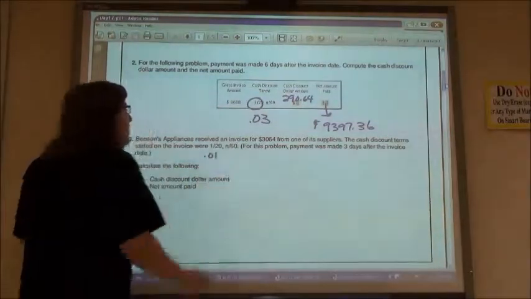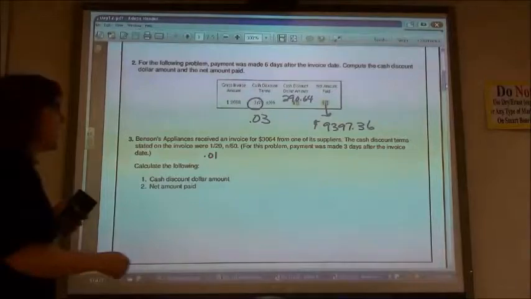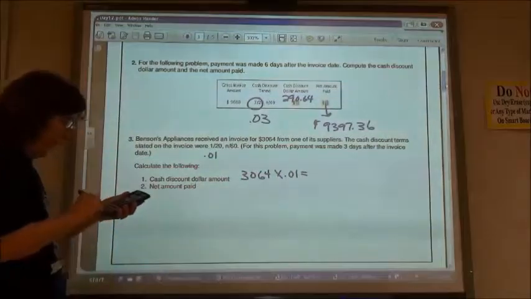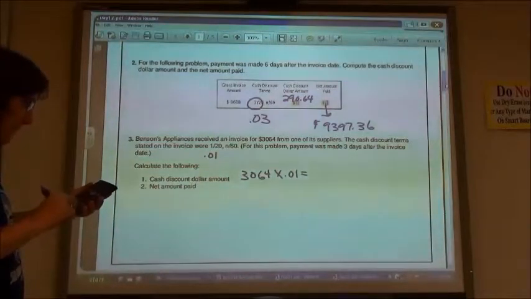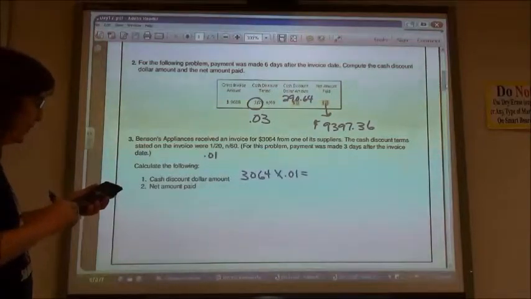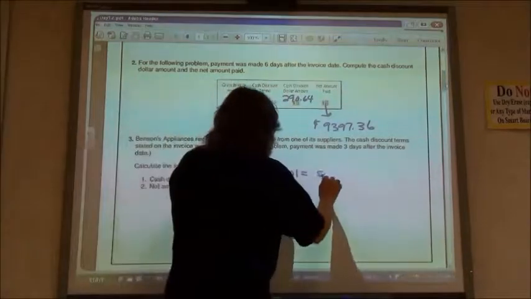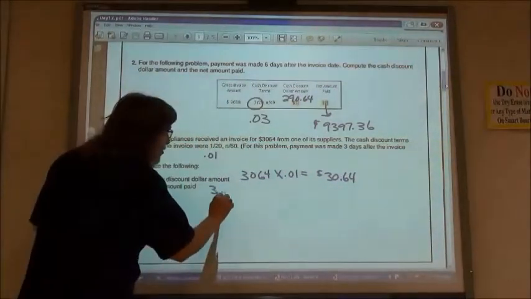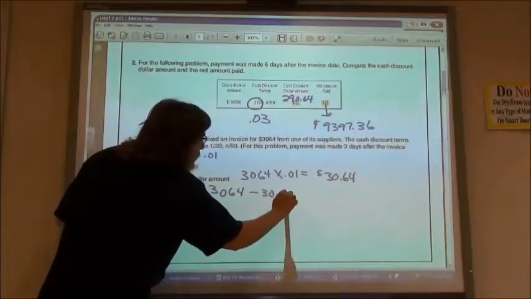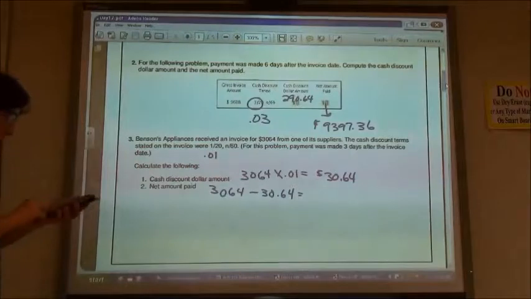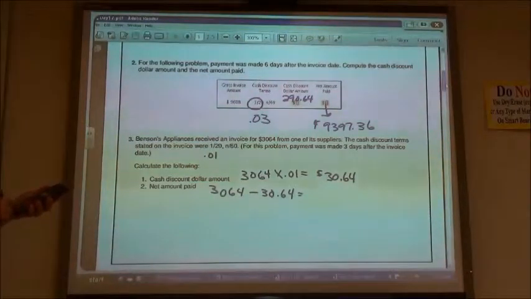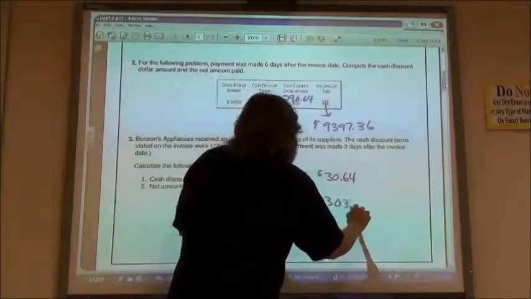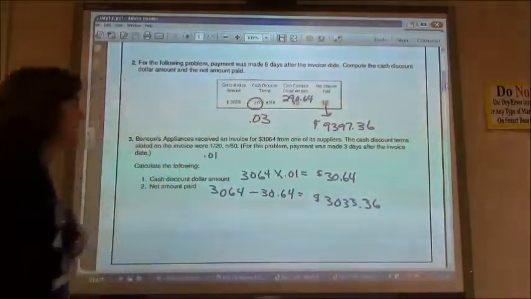So 1%, 0.01. I'm going to take my $3,064 times 0.01. Whoops, 0.01. Get the right thing in on my calculator. $30.64. The net payment amount then, I'm going to take my $3,064, subtract off the $30.64. So 3,064 minus 30.64, $3,033.36 was the net dollar amount that was paid.